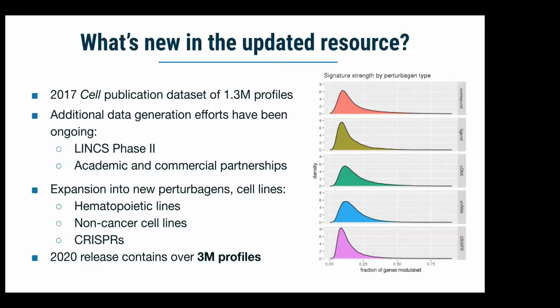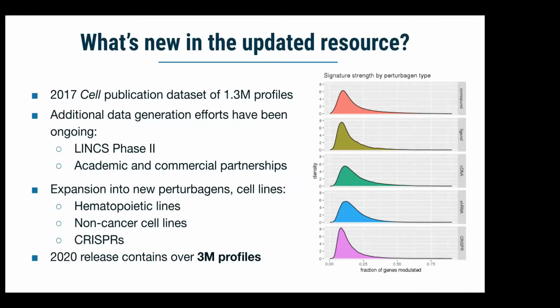But notably for this new data set, we've expanded into a few different types of perturbations in cell lines, including CRISPR perturbations, which are a large chunk of the new data set, as well as hematopoietic cell lines and some non-cancer cell lines. So in total, the new data set is over 3 million expression profiles, so it's almost a 3-fold scale up from the release back in 2017.